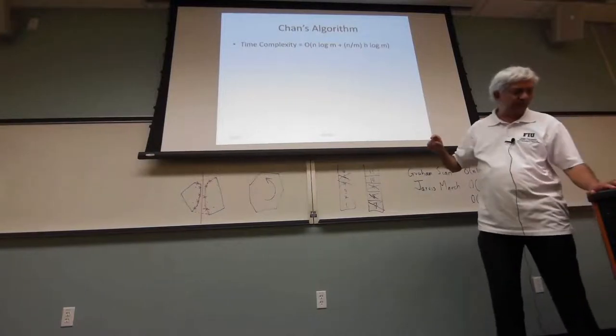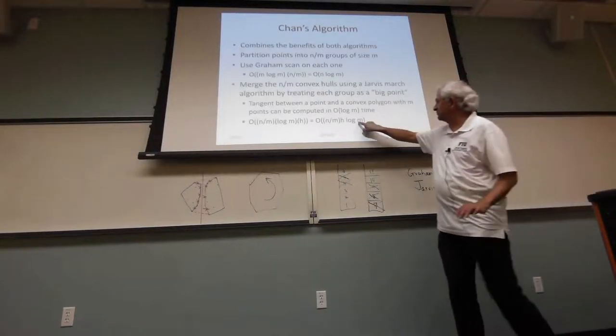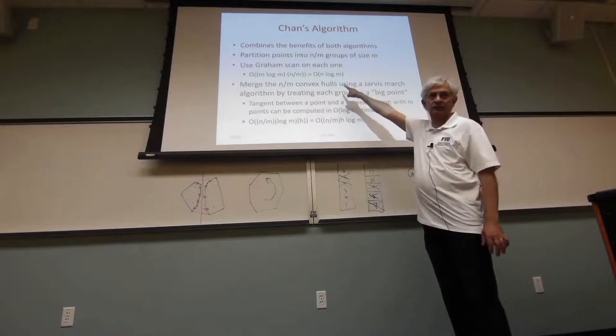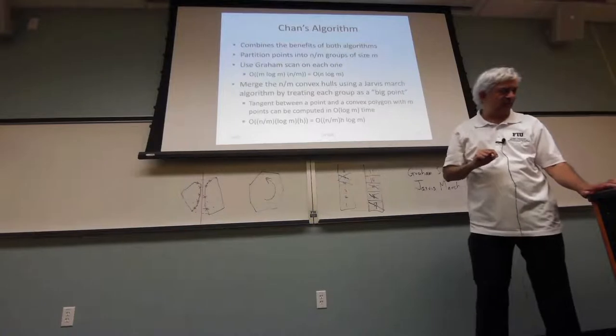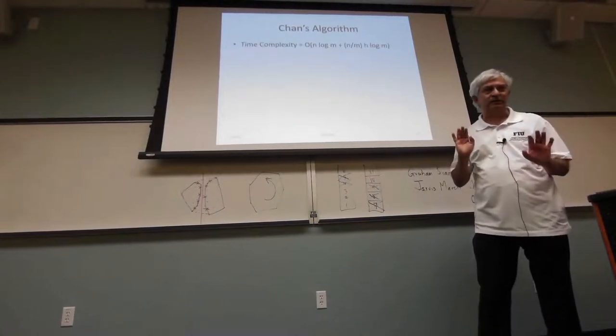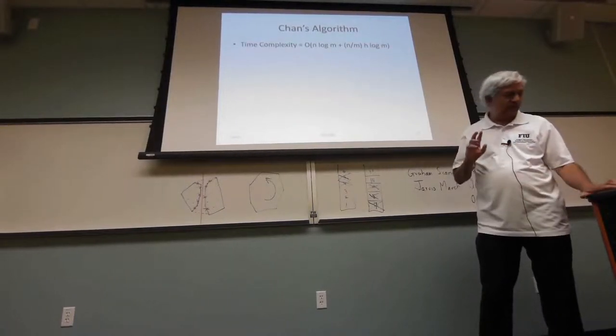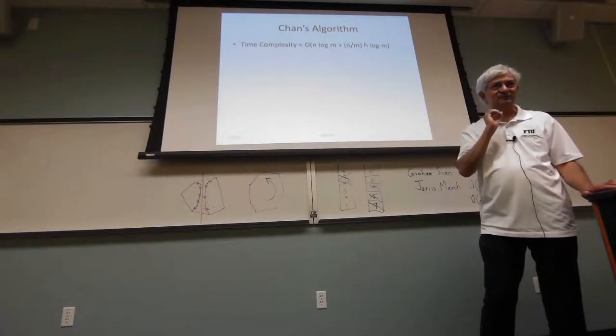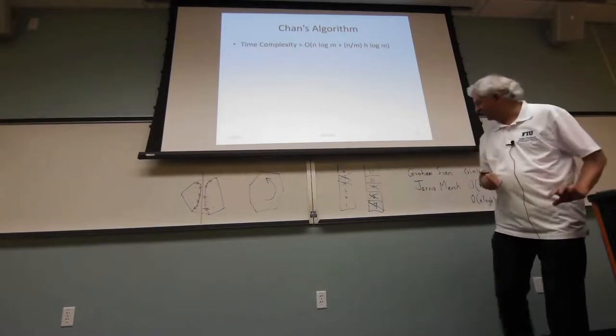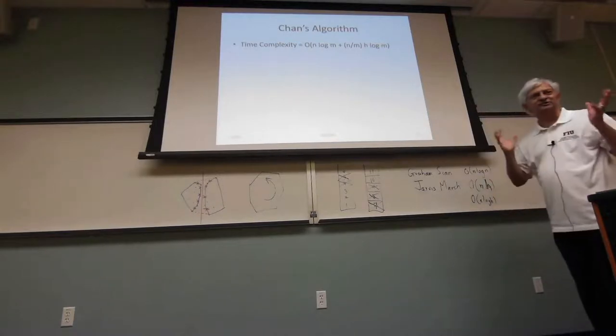So the total time complexity is the sum of these two things, right? Sum of this and that. So n log m plus n over m times h log m. This is what we have. Now, the magic is in finding what that best value of m is that minimizes this. And you'll see that suddenly n log h jumps at you.